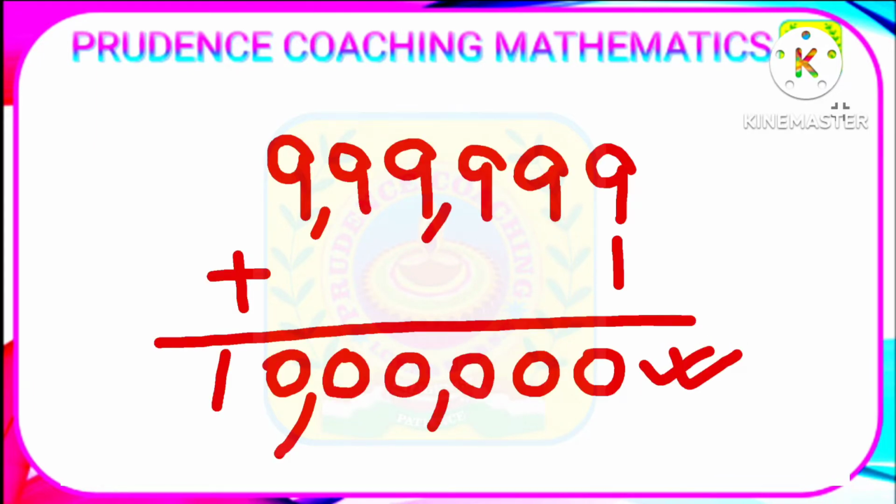So remember, if we add 1 to the largest 6-digit number, we will get the smallest 7-digit number. Similarly, if we add 1 to the largest 5-digit number, we will get the smallest 6-digit number. Similarly, if you add 1 to the largest 4-digit number, we will get the smallest 5-digit number. Again, for example, if you add 1 to the largest 9-digit number, we will get the smallest 10-digit number.